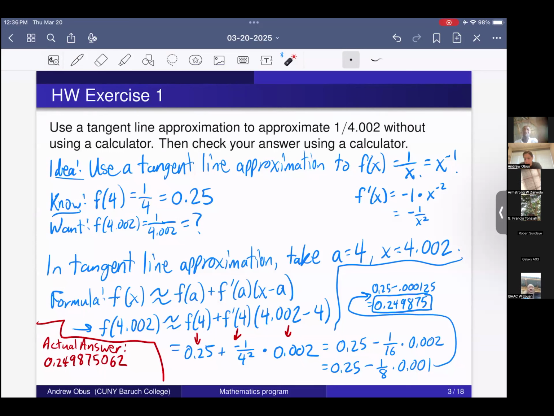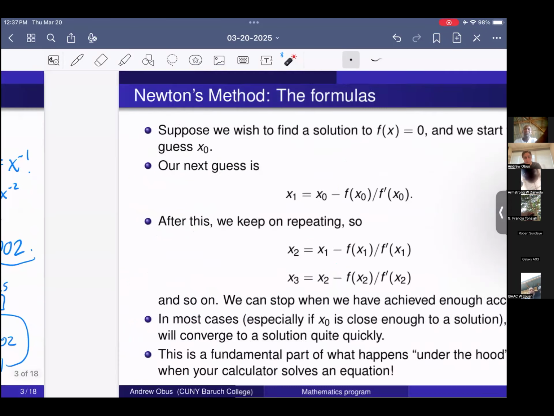And the key step to realize here, in addition to the formula, is that the other hard part of this problem is you need to know what function to use. So when you see 1 divided by 4.002, you think, oh, it's asking me to evaluate 1 over something. So that 1 over something, I plug in 4.002, but the function is 1 over x. And I just want to evaluate it at 4.002 instead of just at 4. Okay. Any questions on this? Okay, let's move on then.